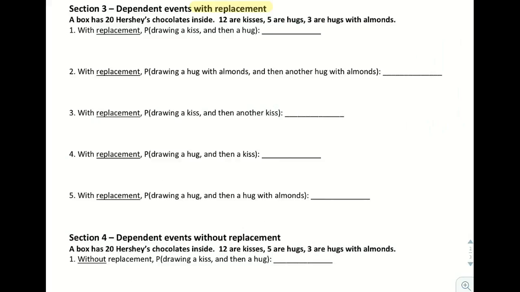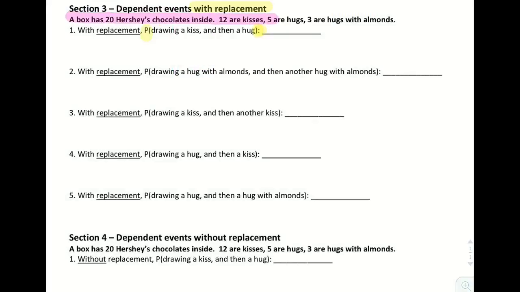Another thing that you'll see is this notation that has P and then parentheses at the start and end. And what that P stands for is the probability of something. So P of, probability of something, is that P. So we are being asked, in a situation with replacement, what is the probability of drawing a kiss and then a hug? Now it would be helpful if we knew exactly what was going on here.